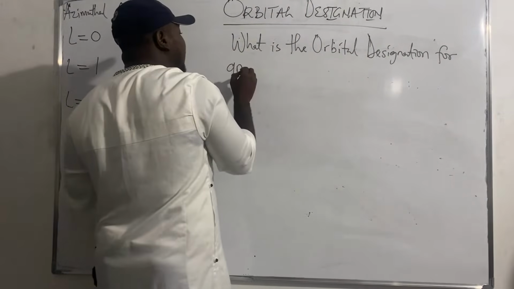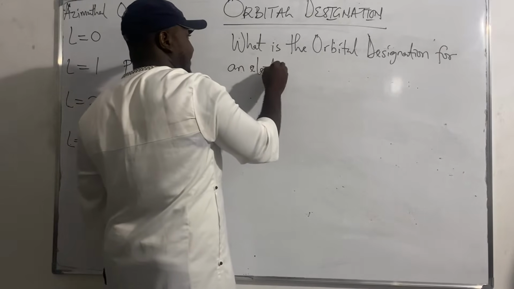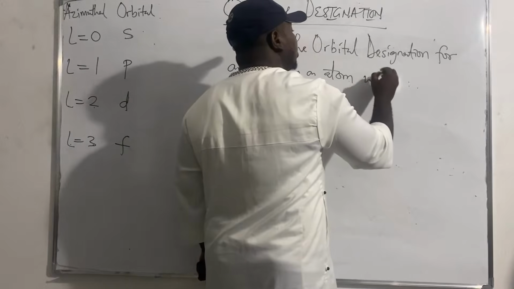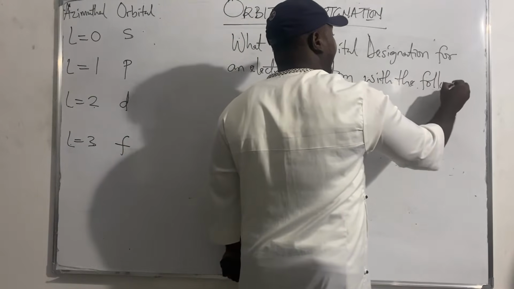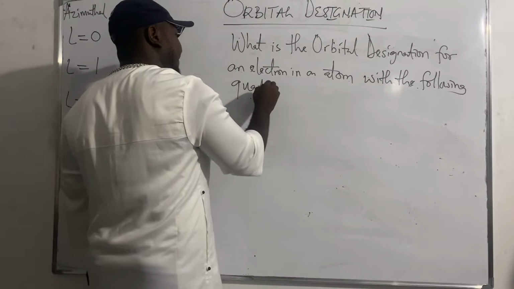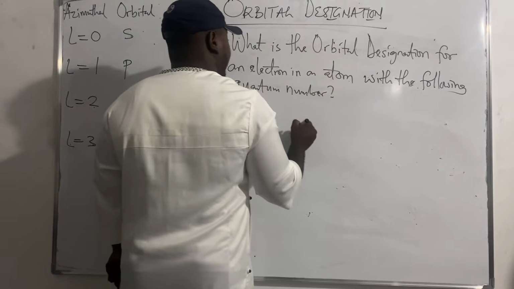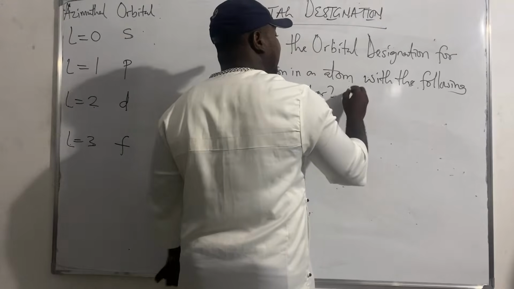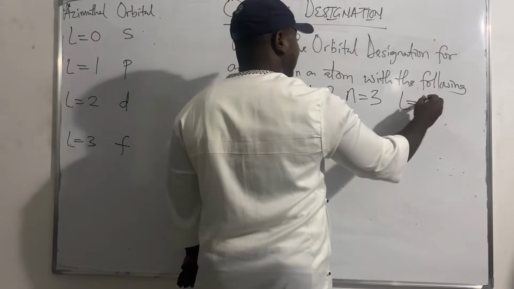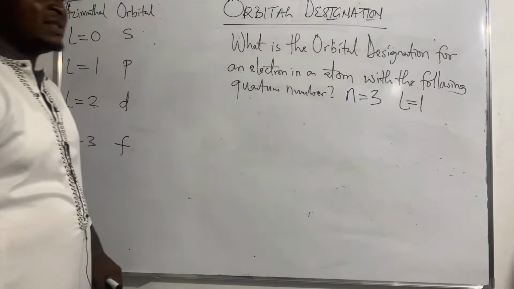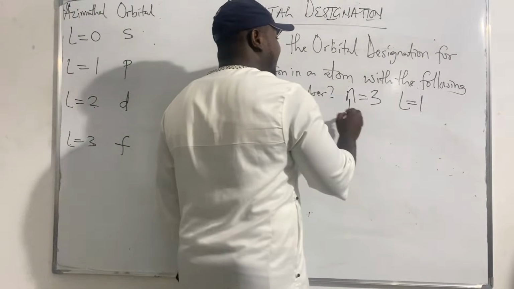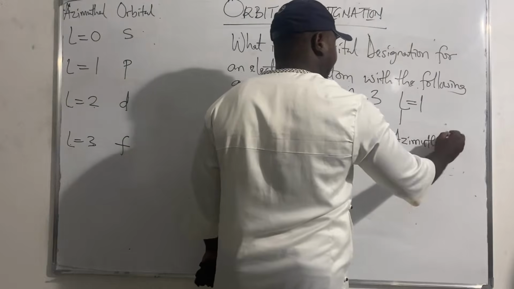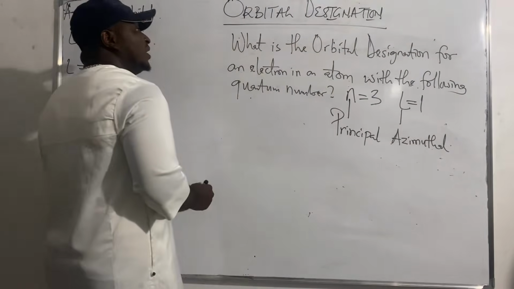What is the orbital designation for an electron in an atom with the following quantum numbers? N is 3, and L is 1. When N is 3 and L is 1. So don't forget that N represents the principal, while L represents the azimuthal. When N is 3 and L is 1, class, what is the orbital designation?